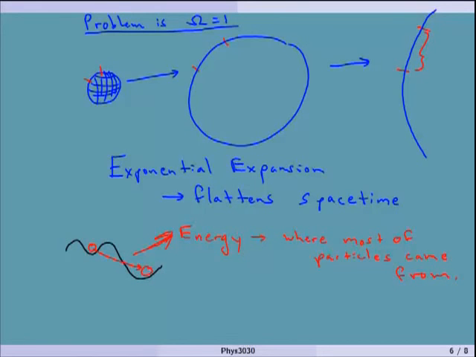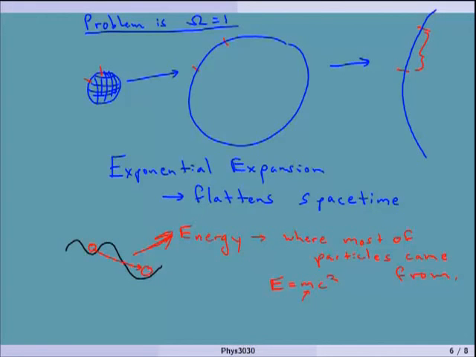That huge release of energy, remember again, E equals mc squared. So energy is equal to mass when we're talking about really fast moving things. All of that energy gets dumped into photons and protons and neutrons, and a lot of the particles that we see today are from inflation. They're all described by inflation.